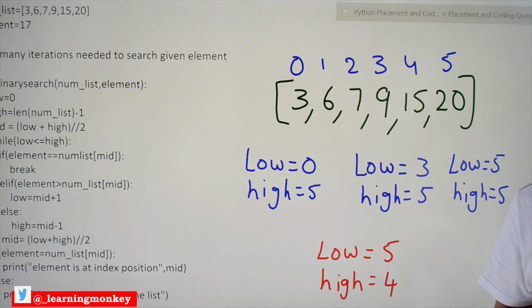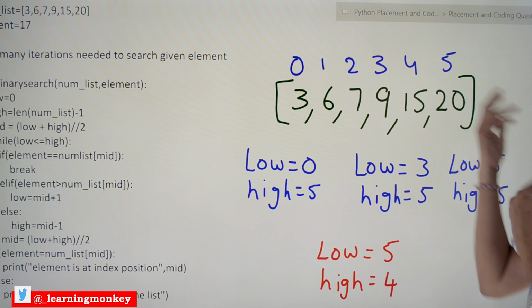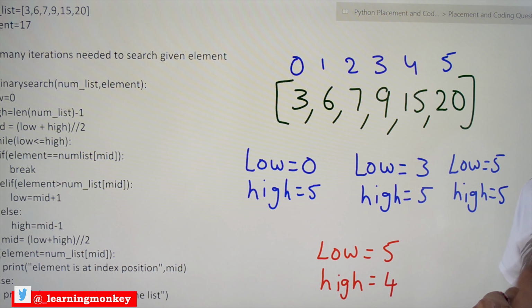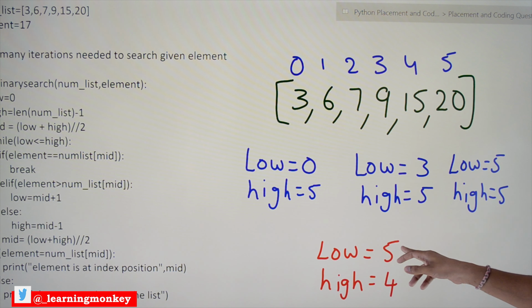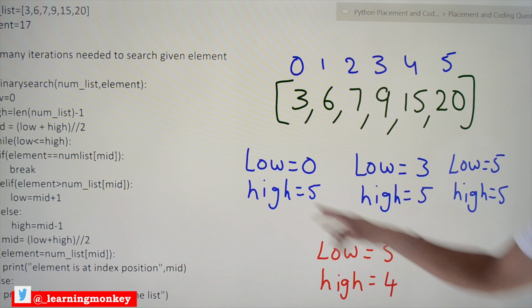Elements are completed. There is no element 17 in this list. Whenever low greater than high, stop the execution of the loop. How many times loop executed? First time, second time, third time. 3 times loop executed. After that, low is equal to 5, high is equal to 4. Condition fails, it is not going into the loop. So the answer is 3 times. It will execute for 3 times.